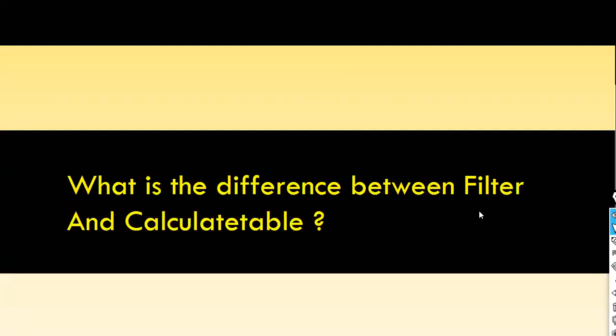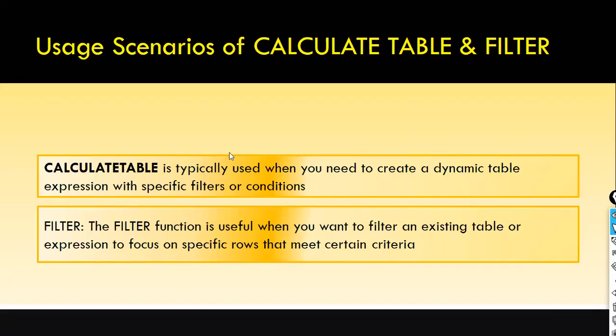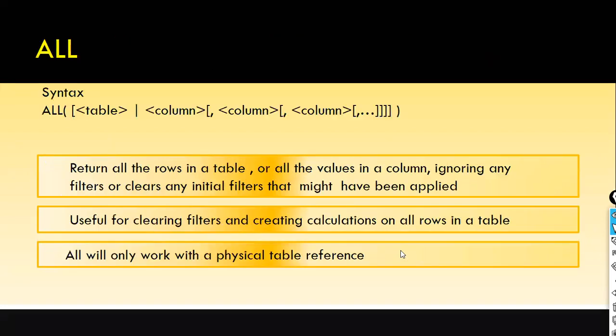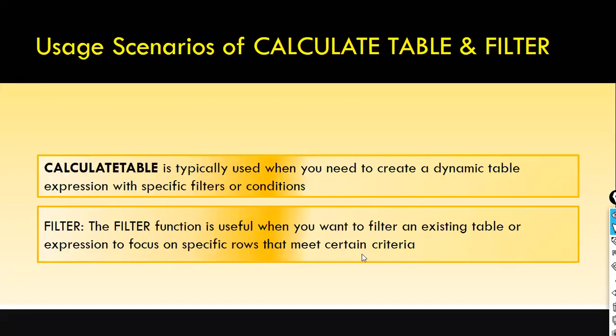And what is the difference between FILTER and CALCULATETABLE? That's what we discussed. CALCULATETABLE is typically used when you need to create a dynamic table expression with specific filters or conditions. The FILTER function is useful when you want to filter an existing table or expression to focus on specific rows that meet certain criteria. And apart from this, the FILTER function is not modifying the filter context, whereas CALCULATETABLE does that. Okay.